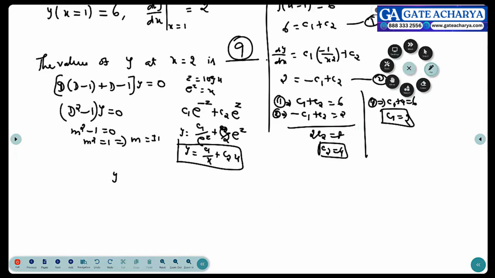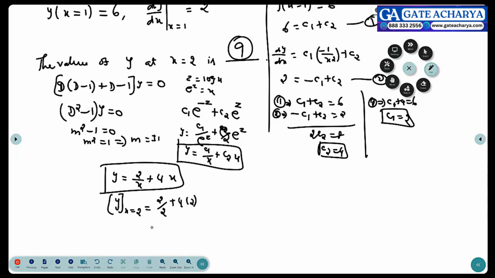So y is equal to 2 by x plus 4 into x. Finally, we find y when x equal to 2. So y of x equal to 2 is 2 by 2 plus 4 into 2, which is equal to 1 plus 8, that is 9.